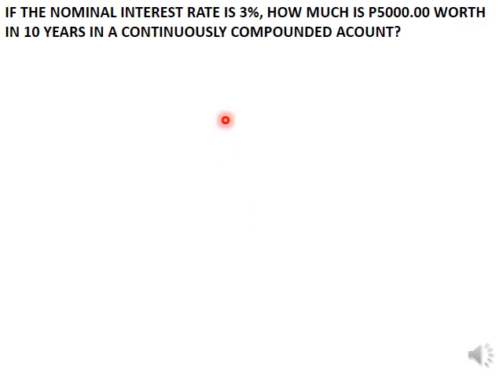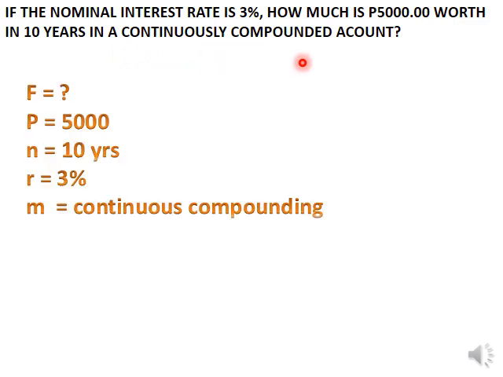If the nominal interest rate is 3%, how much is 5,000 worth in 10 years in a continuously compounded account? So for a continuously compounded account, we have here the present amount is 5,000. The number of periods is 10 years. The nominal rate is 3%. The number of compounding is infinite. In fact, it is continuously compounded. We have a special formula for that. So we have F is equal to P e raised to rn. So our result is 6,750.